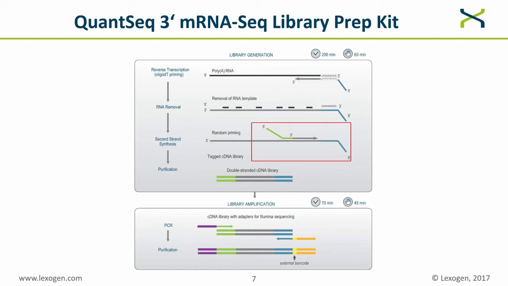Once these primers anneal, they are extended to generate second strand cDNA. The double-stranded cDNA library is then taken onto library amplification, where using PCR, the complete sequencing adapters are added and unique I7 and/or I5 indices can be added for multiplexing. The whole protocol is very streamlined and takes only around 5 hours to prepare ready-to-sequence libraries, with around 2 hours of hands-on time.